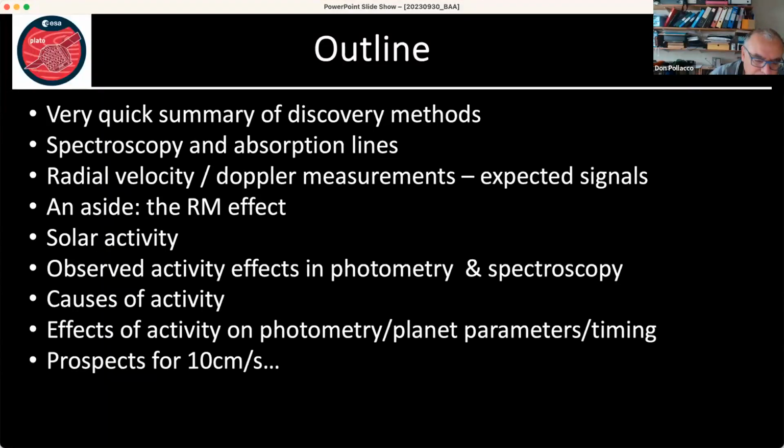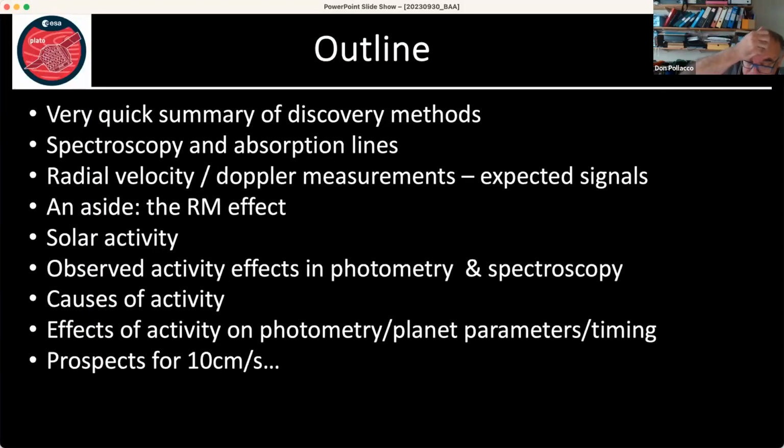And because I'm a Plato person, I have to talk about what is the likelihood of getting 10 centimeters per second. Rodney mentioned that we have spectrographs that in principle are capable of 10 centimeters per second. And that's right. The spectrographs themselves might be capable of 10 centimeters per second. I don't think that's actually clear cut.